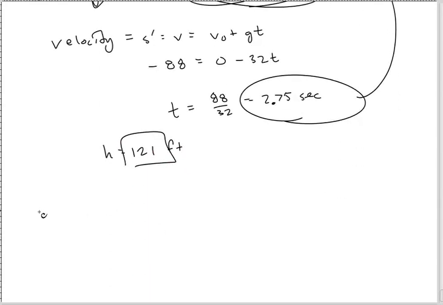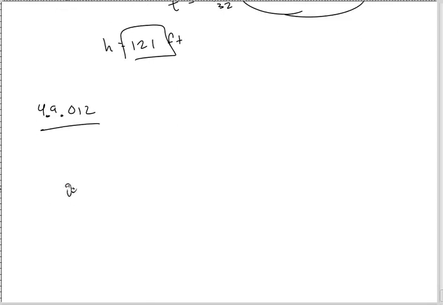Next question, 49012. So I've got g of t is equal to 3 plus t squared all over the square root of t. And they want to find cap G of t.